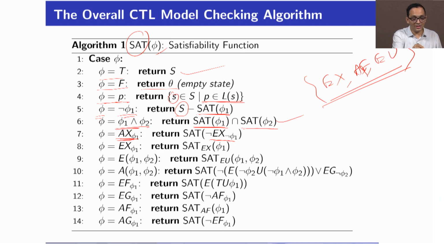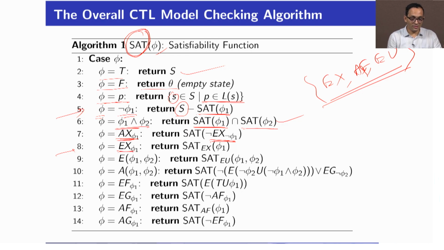Now I will call the same function sat with this formula, and again I will come back to this, and if you see it is a not of something, so it will come into this line. Then here it will call sat of Ex not phi 1. Again it will come here and go to this line because it is Ex phi 1. So this is how the entire thing will go on.